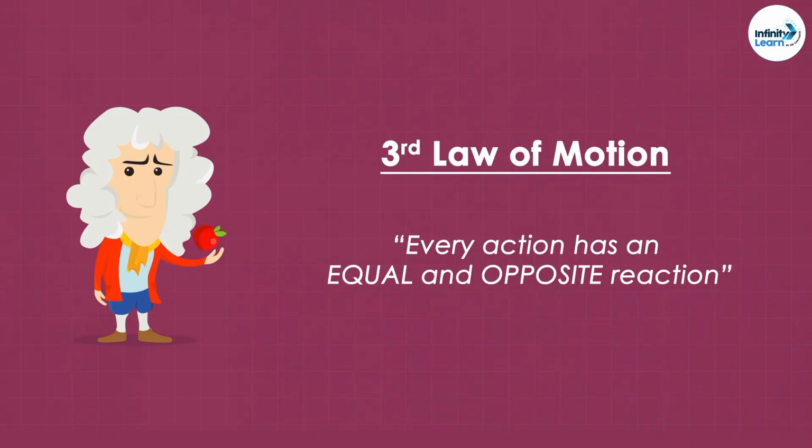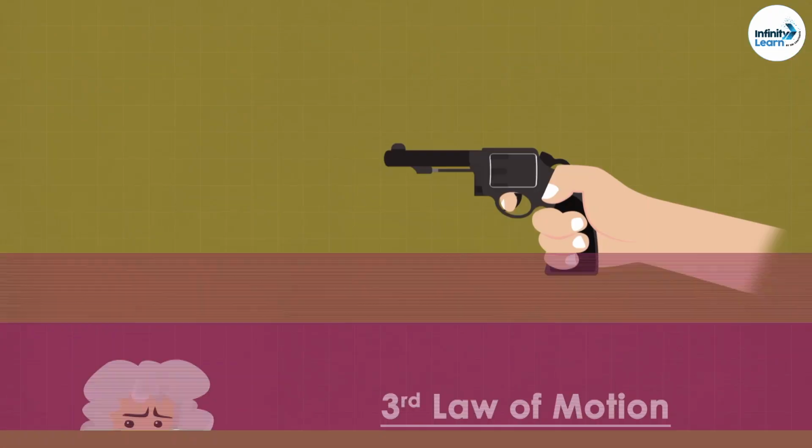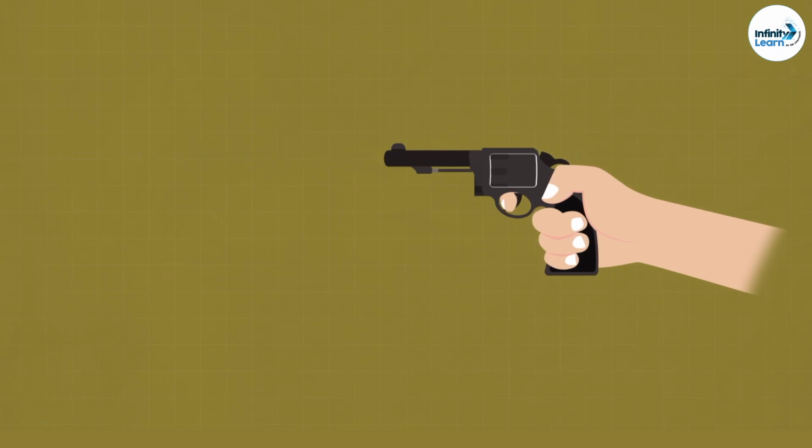We take one last example to understand something very interesting about the third law. What happens when a gun is fired? You're right, it exerts a forward force on the bullet. And the bullet exerts an equal and opposite reaction force on the gun. And this shows up as the recoil of the gun. A perfect example of Newton's third law.